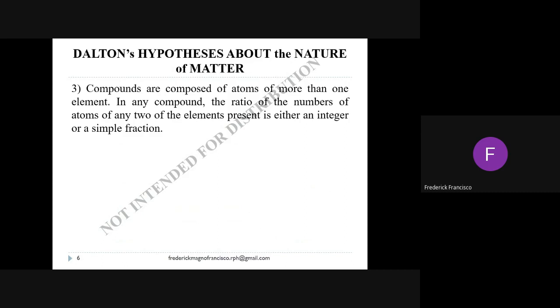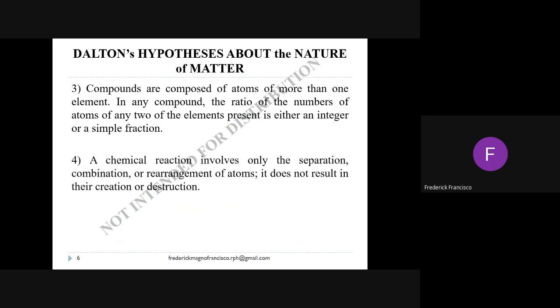Number three, compounds are composed of atoms of more than one element. In any compound, the ratio of the number of atoms of any two of the elements present is either an integer or a simple fraction. Number four, a chemical reaction involves only the separation, combination, or rearrangement of atoms. It does not result in their creation or destruction.